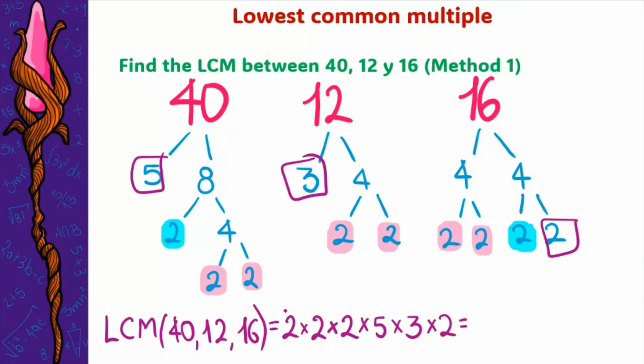Then we can do the multiplication. 2 times 2 is 4, times 2 is 8, times 5 is 40, times 3 is 120, and times 2 is 240.